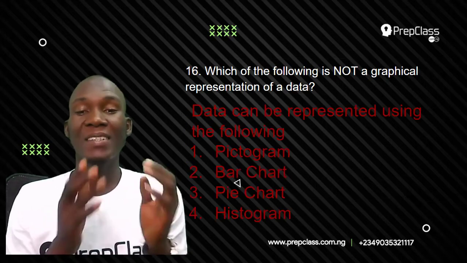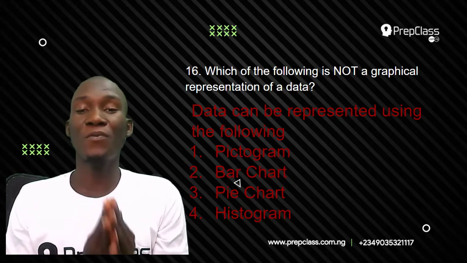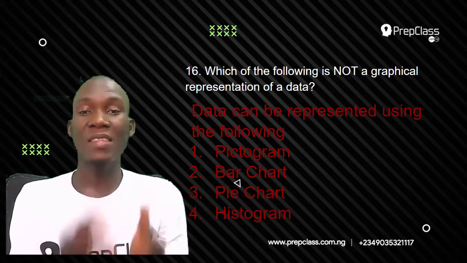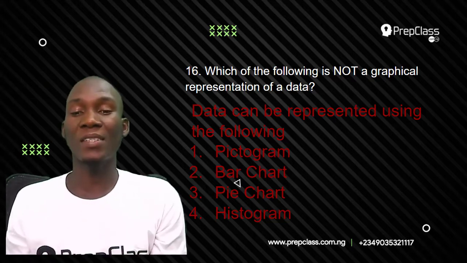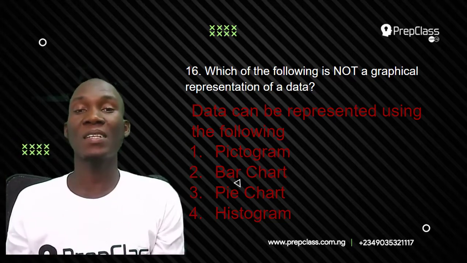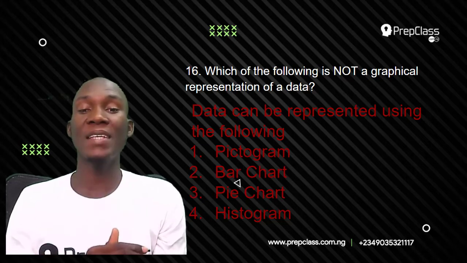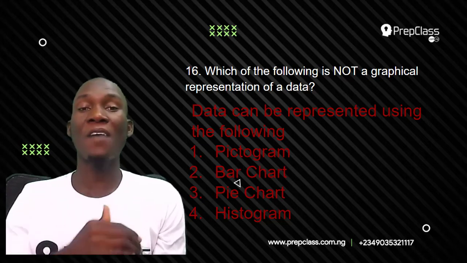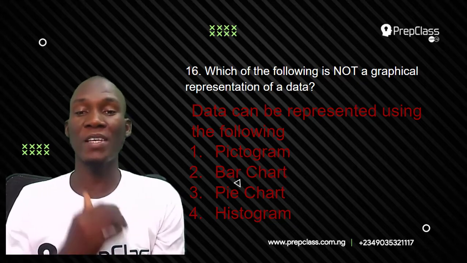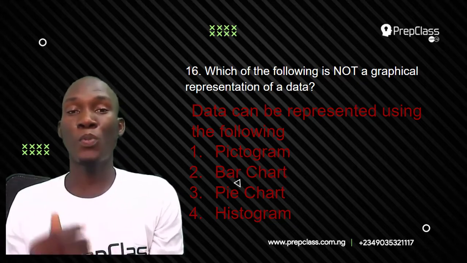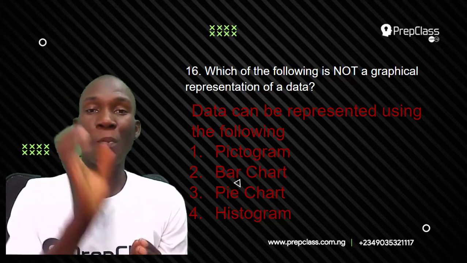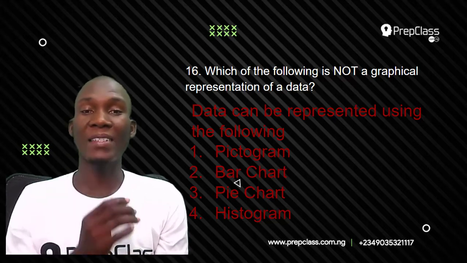Data can be represented using the following: number 1, pictogram, that is, we use pictures to represent data. Number 2, bar chart. We use a bar chart to represent data. For instance, we want to represent the ages of students in a class. So each age will have its own representation. For instance, we can have 12 boys in a class that are 12 years of age. So we have a bar representing the age 12 and the frequency.